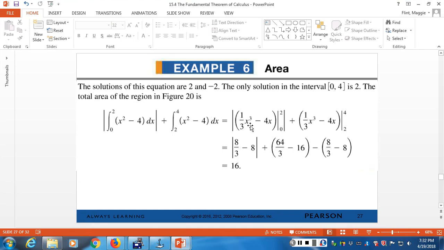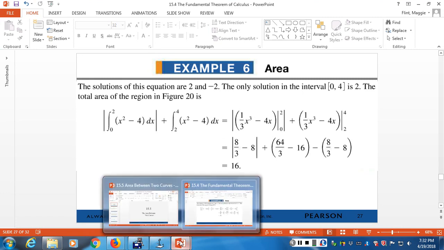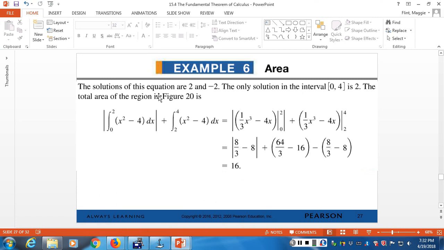What did they get? 3. Oh, 2 plus 1 is 3. Sorry. They didn't do a u substitution. Never mind. Because they didn't have to. My bad.